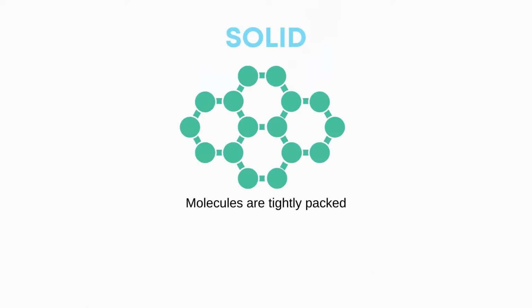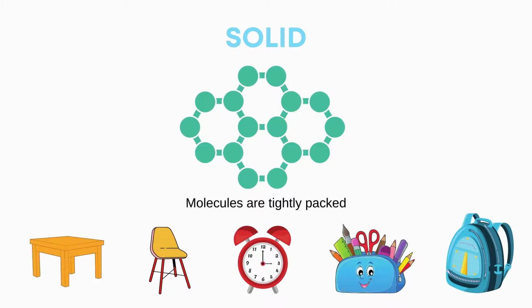Let's understand the solid matter. In solid matter, molecules are tightly packed and form a rigid shape and volume. Also, solids neither change their shape nor can flow. Example: table, chair, clock, pencil box, bag, etc.